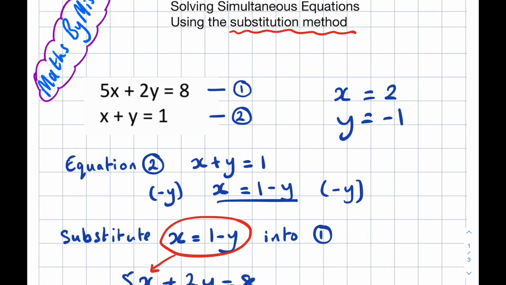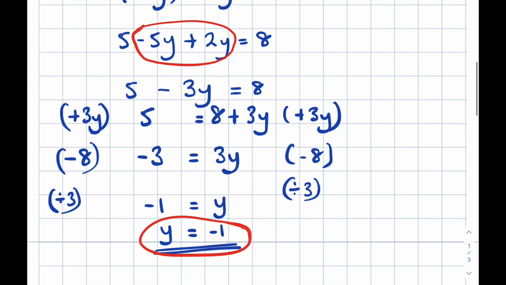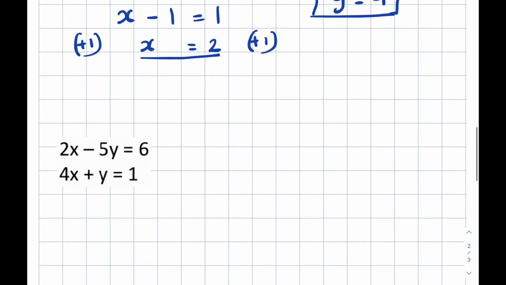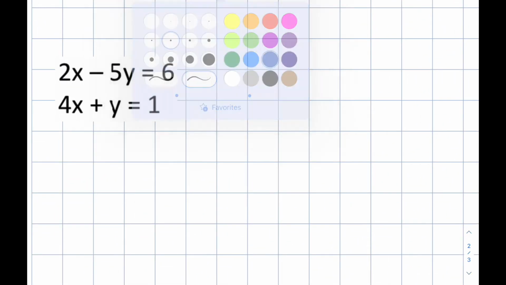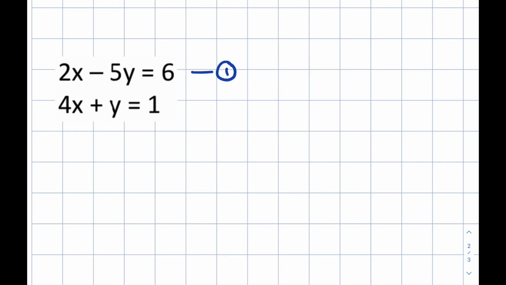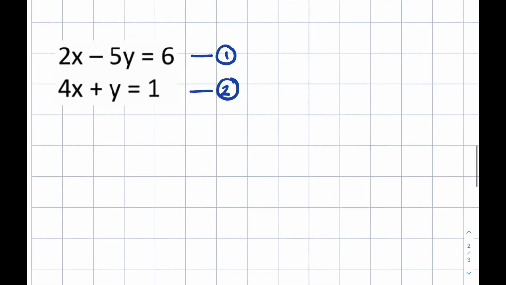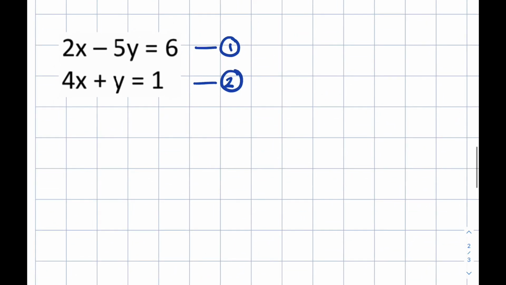Okay, well, I hope that first one helped. Let's just have a quick look at one more. So in this one, what I'm going to do is, first of all, label my equations, equation number 1 and equation number 2. I'm going to have a look at equation number 2 and aim to get that letter y on its own. So looking at equation number 2, I'm going to get y equals 1 minus 4x, because I'm trying to make y the subject of that second equation.